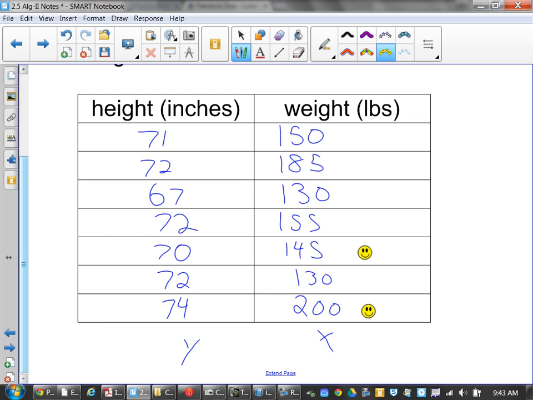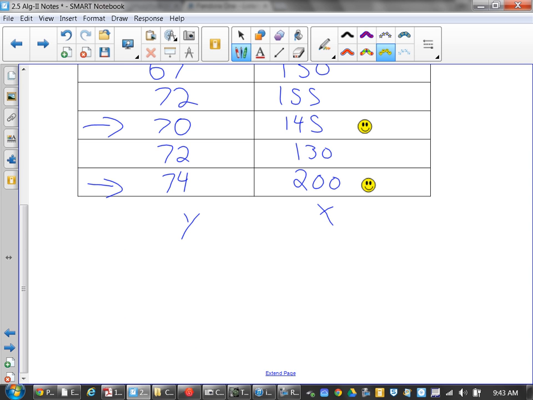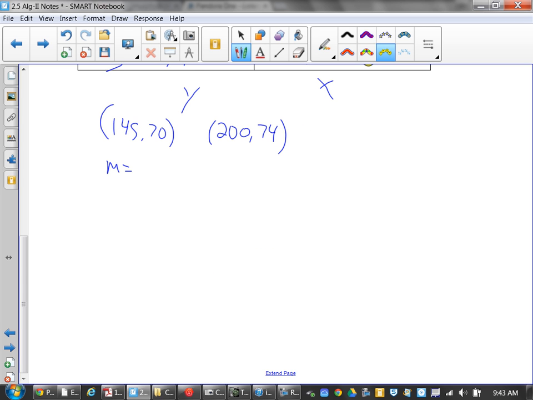What I'm going to do is use these 2 as my ordered pairs, find the slopes, and write the equation out. Here's what happens. We have the ordered pairs of 145 and 70 and 274. And I'm going to find the slope between those 2 points. The slope, remember, is change in y over change in x. What's the change in y in that? 4. What's the change in x? 55. Can you simplify that fraction? No. So there's your slope.